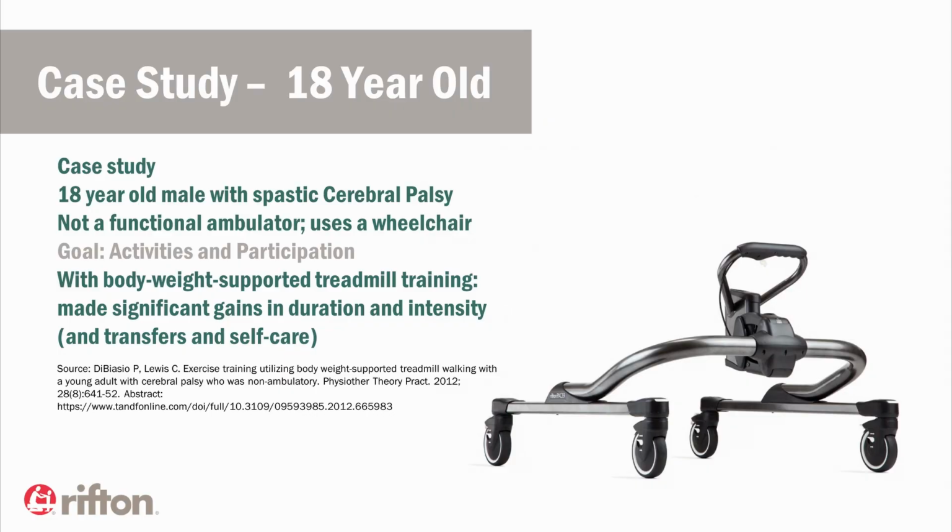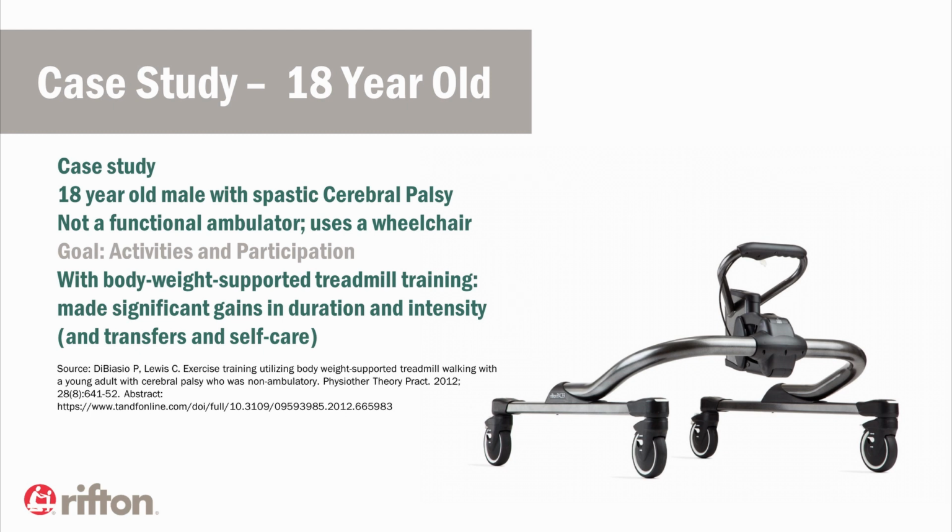Here is another case study. This was published in 2012 in the peer-reviewed research journal Physiotherapy, Theory and Practice. This study focused on bodyweight-supported treadmill training, an 18-year-old male with spastic cerebral palsy who was not a functional ambulator, presenting with atypical tone and contractures and significant functional weakness, actually using a wheelchair for all mobility, was able to ambulate with the support of a bodyweight system over a treadmill.